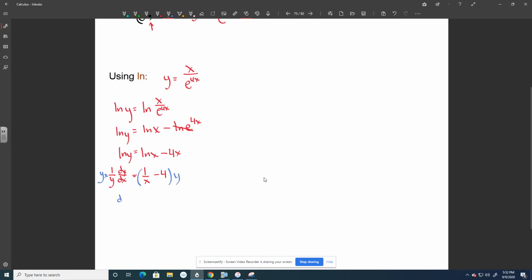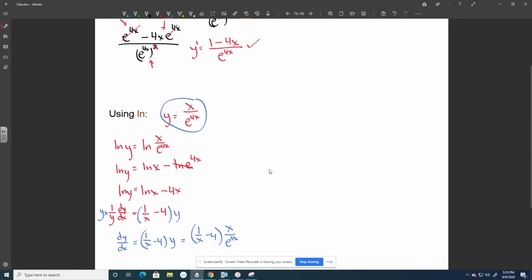So I end up with dy/dx equals 1 over x minus 4. Now, I'm not going to multiply this y in because I know what y is. I could leave it there, but I know that y is equal to x over e to the 4x. So I'm going to go ahead and rewrite that as (1 over x minus 4) times (x over e to the 4x). Right now, this doesn't look exactly like my answer from before. They're just a little bit different.